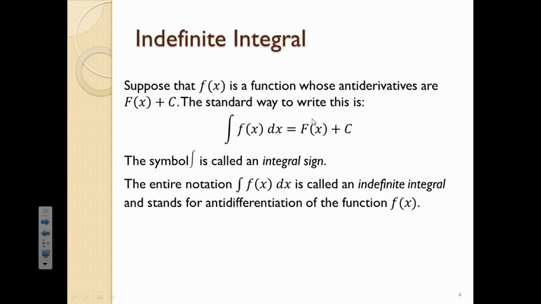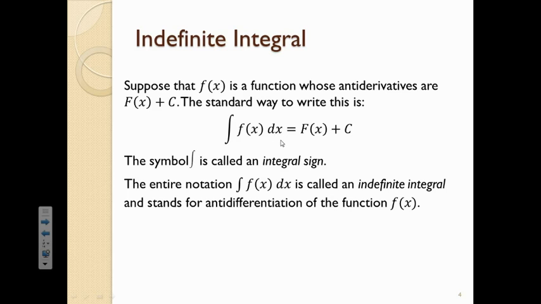The standard way to write this is this. Well, here, this looks like an elongated s. Well, it kind of is. This is the integral sign. It means you're going to take the integral of this f of x function, which means you want to find the antiderivative of this, and it's going to equal this capital F of x plus c, plus the constant we just talked about. Now, there's a new thing in here also that says dx.